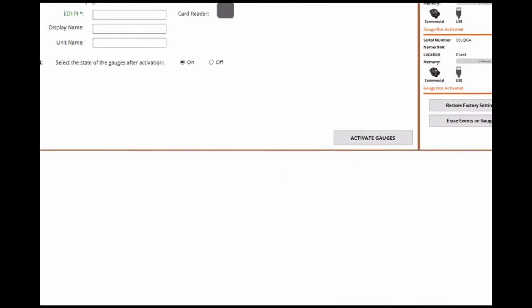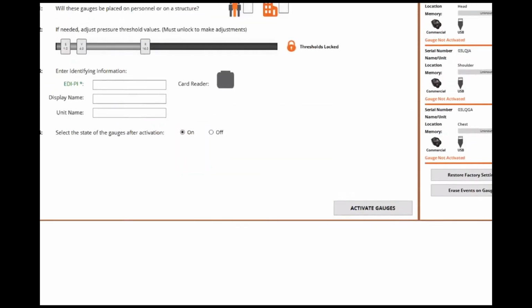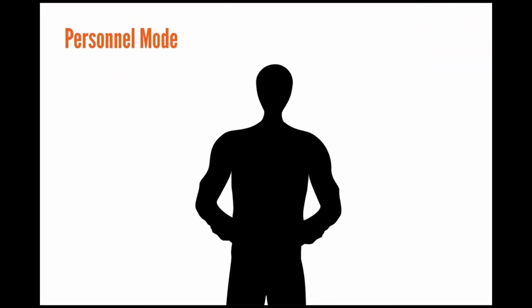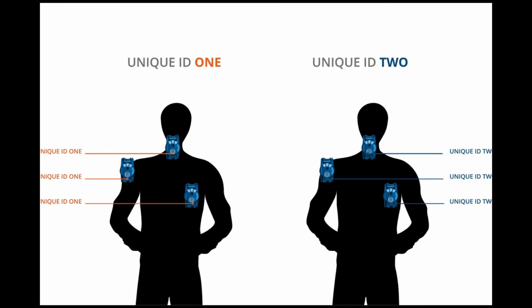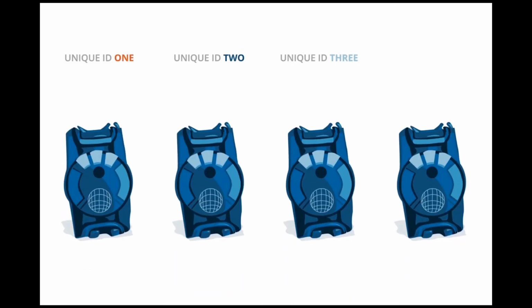Insert your Common Access Card, or CAC, into a CAC reader to set up your information. If you don't have a CAC or are using the gauges for testing, enter unique identifying information. The EDI-PI can be any unique identifier. If you are in personnel mode using 3 gauges per person, then each person gets 1 unique ID, and all 3 of their gauges have that ID. If you are in structure mode testing the gauges, then each gauge needs its own unique ID.